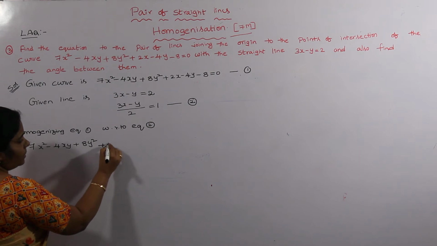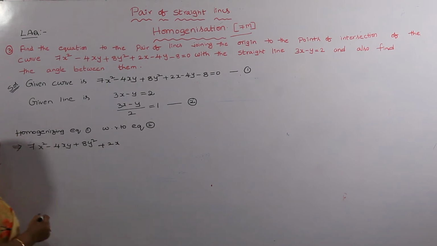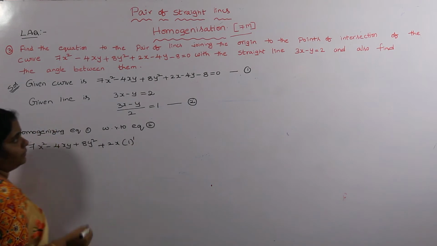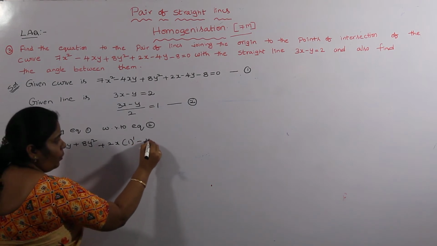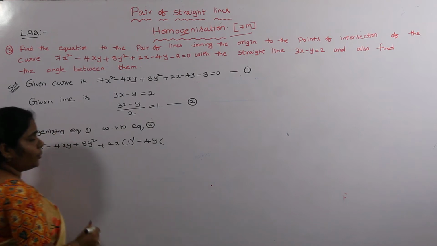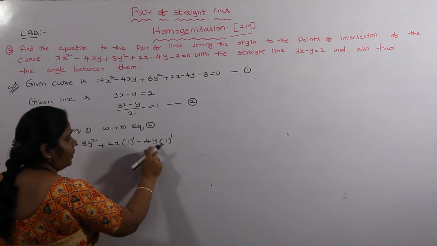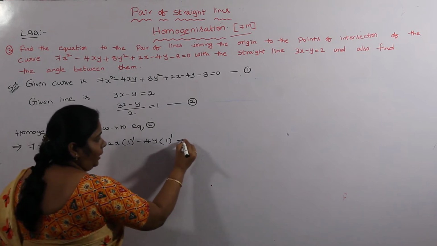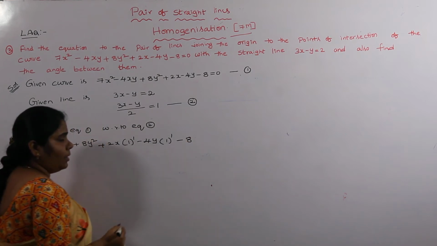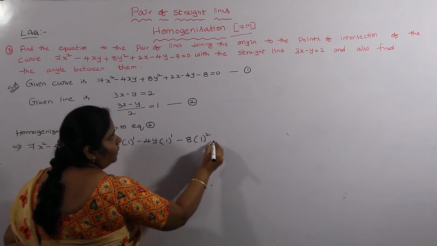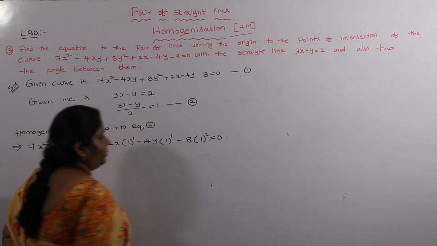Plus 2x into, here the power is only 1. We are adding one more power, that is 1 power 1, minus 4y into, here also we are adding one more power, 1 power 1. 1 plus 1 is 2. Minus 8 into, there is no extra term here, so we are adding 1 power 2 only, is equal to 0. Okay.